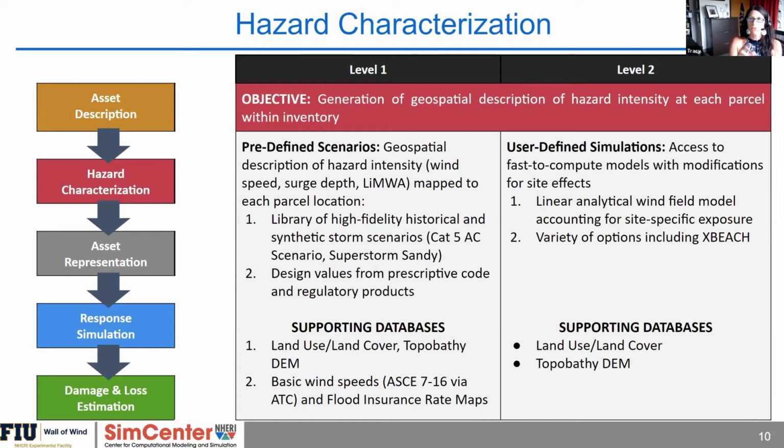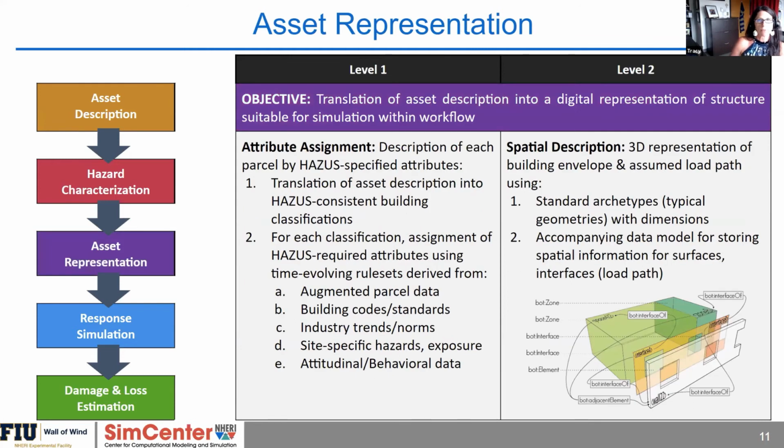When we get into level 2, then you actually get to simulate yourself using high efficiency simulations where you can actually set the storm scenario you want to look at and generate your own wind field and storm surge to bring into the model. So level 2 is user defined simulations. But in both cases, we are using the land use land cover data and the topography, the DEM, from the local area, so it is an authentic simulation of the site-specific hazard characteristics that are then interpolated to the location of your building in the simulation.